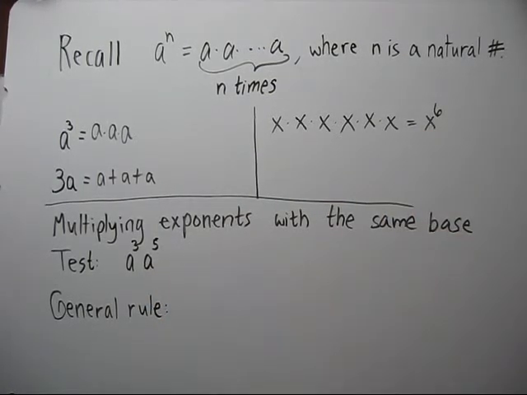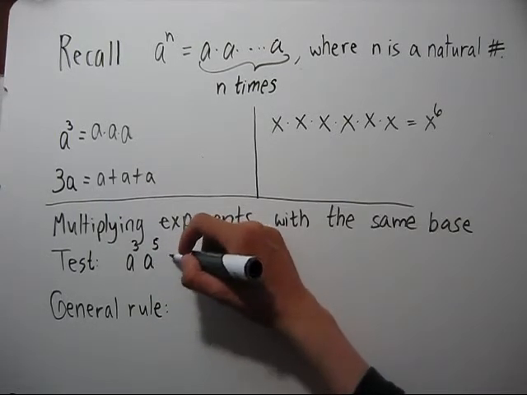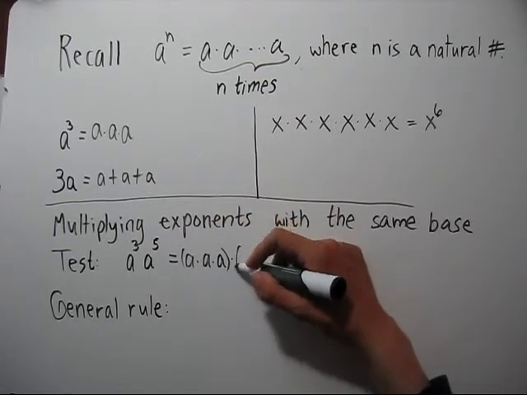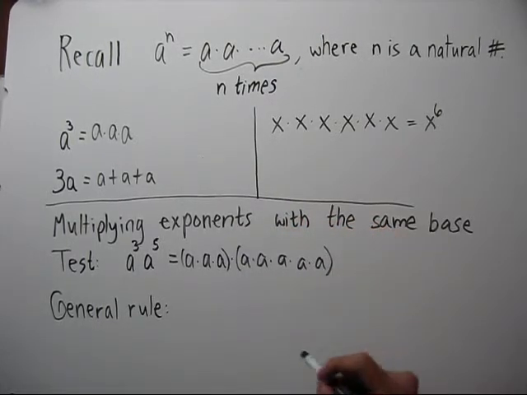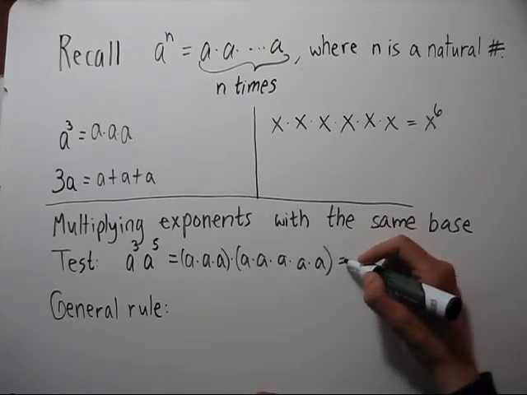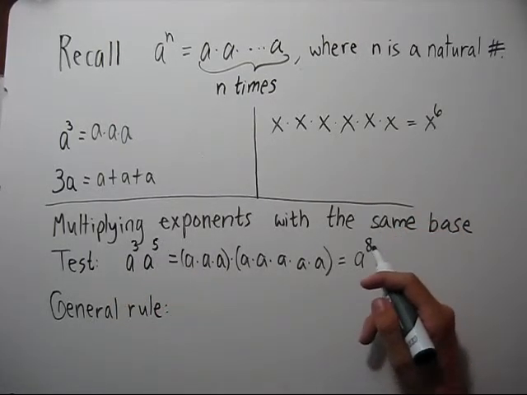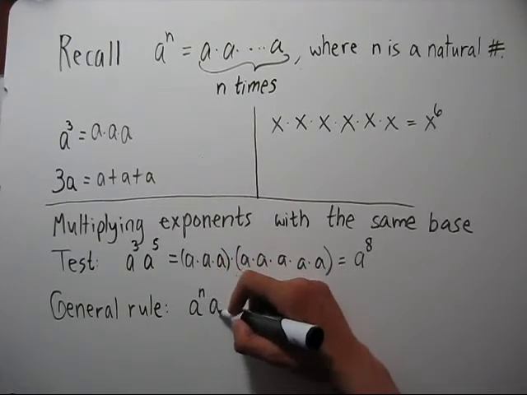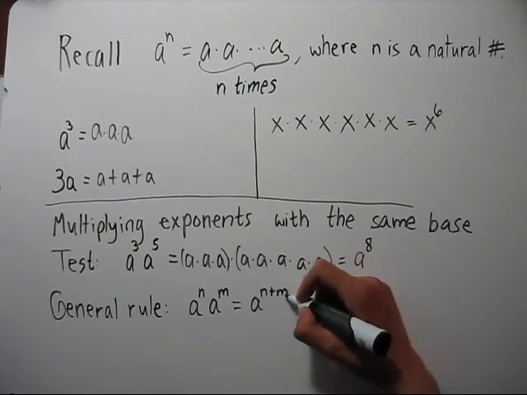Let's say we're multiplying exponents with the same base. Let's take a cubed times a to the 5th. A cubed is really a times a times a. A to the 5th is a times a times a times a times a. So altogether we have 8 a's. But 8 a's is the same as a to the 8th. We had a 3 and a 5 and we ended up with 8. So we can make an educated guess that if we have a to the n times a to the m, we are going to add the exponents.